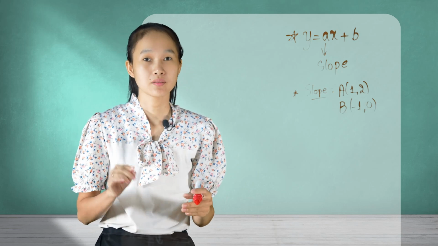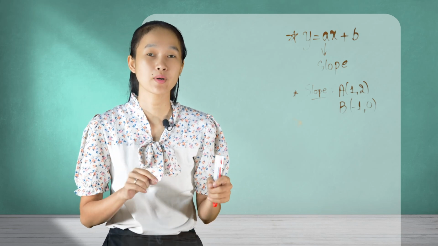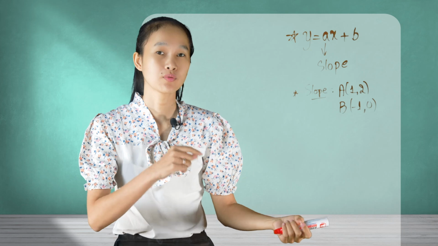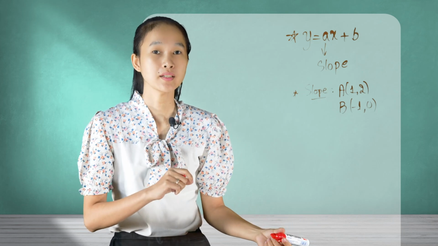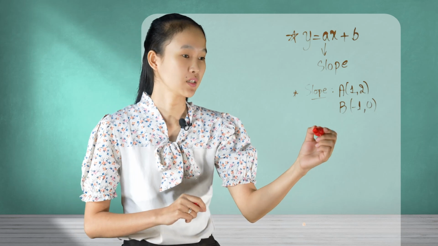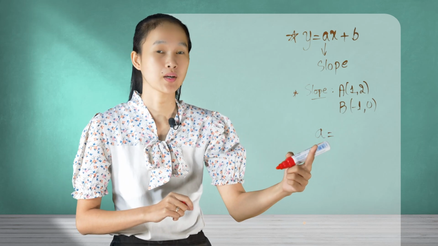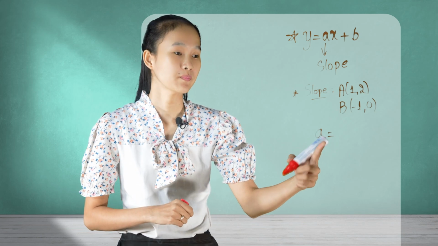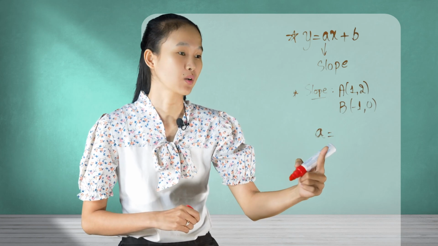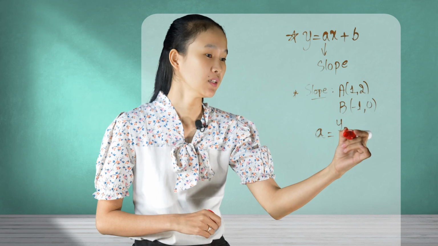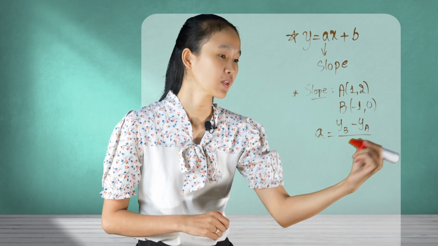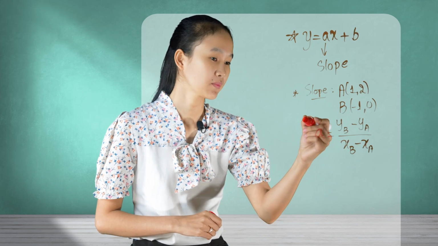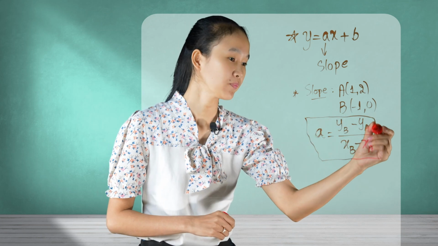You already know that 2 points can form a straight line, right? So now that you have point A and point B, you will be able to form a straight line. And in that straight line, there is a slope. In order to find the slope, which is denoted by a, it can be m or n, depending on your teacher. Here, I take a as the slope, so it will be yB take away yA, divided by xB take away xA. This is the formula.